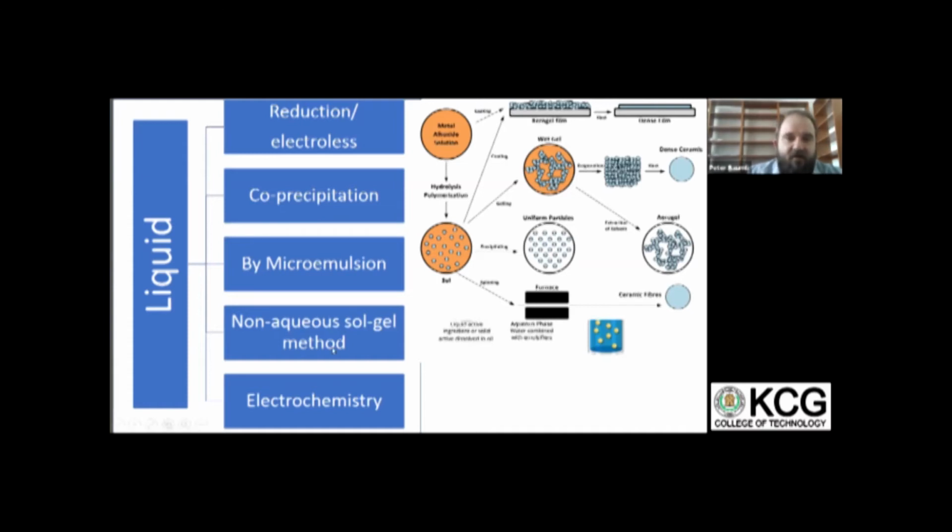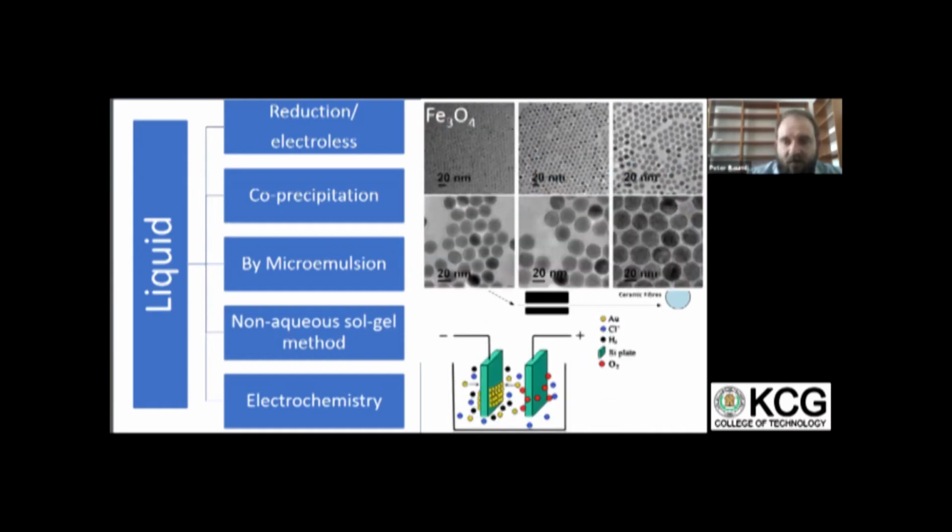And I have to mention finally electrochemistry. This is also a very nice technique, and in this way we can control the thickness of the coating if we would like to prepare coatings. Here I show you some nanostructures. Here you are iron oxide with different shapes.